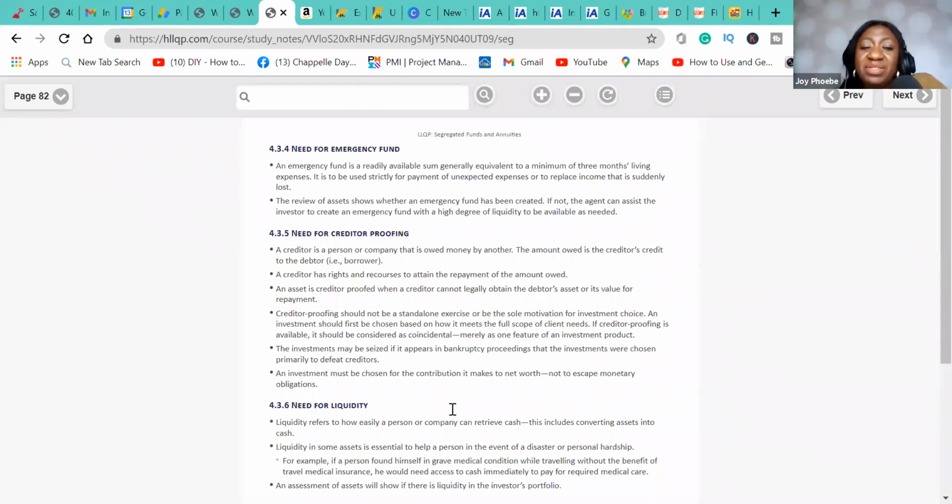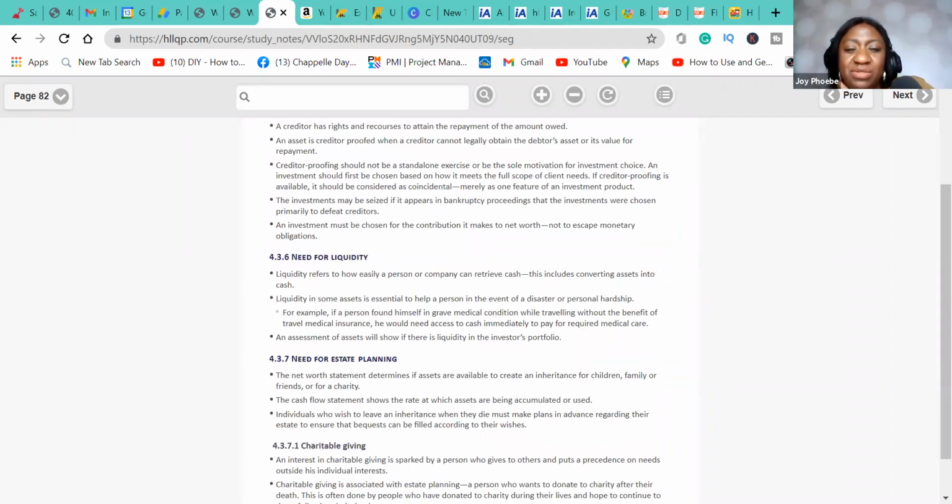Awesome. Well, need for liquidity. We all need liquidity, right? Liquidity refers to how easily a person or company can retrieve cash, and this includes converting assets into cash. So liquidity in some assets is essential to help a person in the event of disaster or personal hardship. Okay. Need for estate planning.